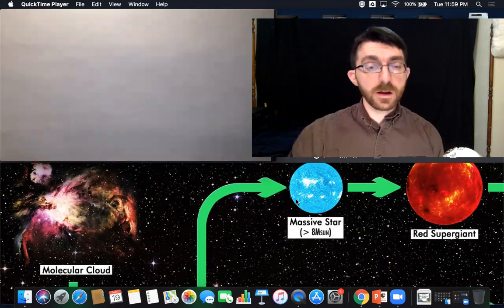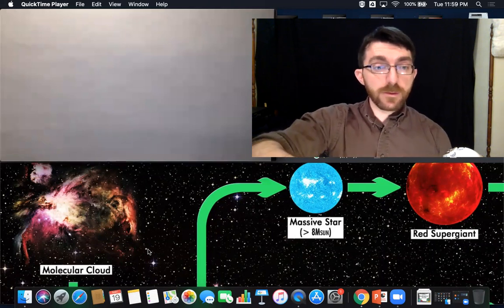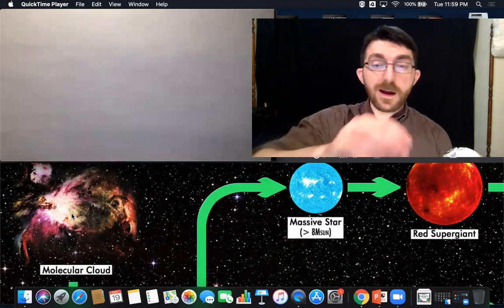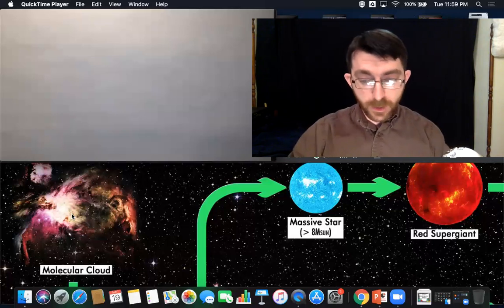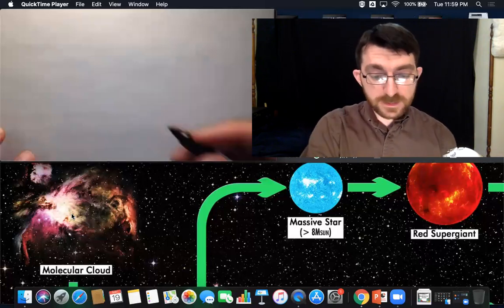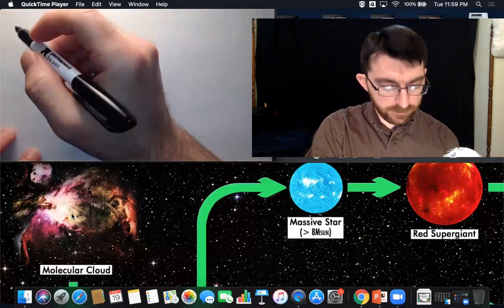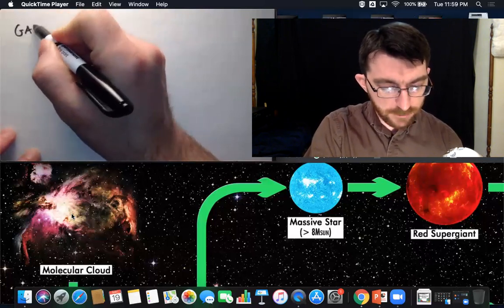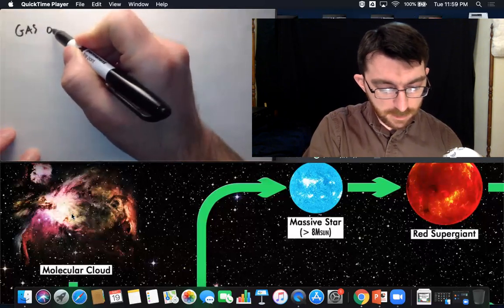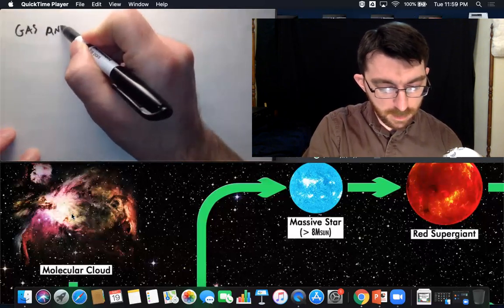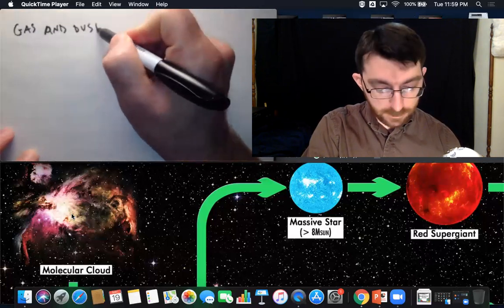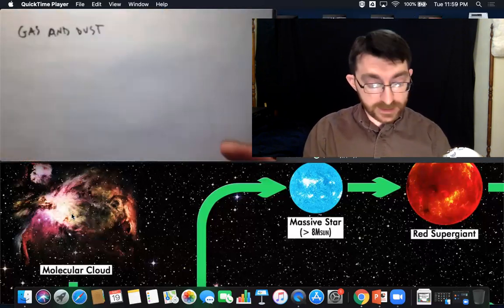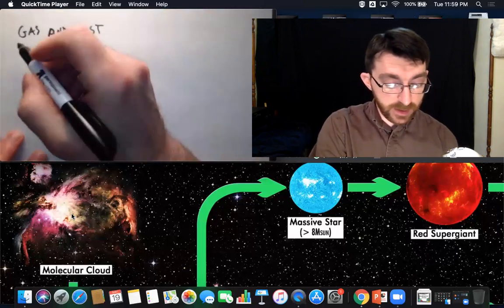So let's get started where the stars get started, and that would be here in the molecular cloud. So we can think of space as obviously being full of all kinds of stuff, but there's just going to be some sort of cloud of gas and of dust. Now, what kind of gas in particular? Most of it is going to be hydrogen.